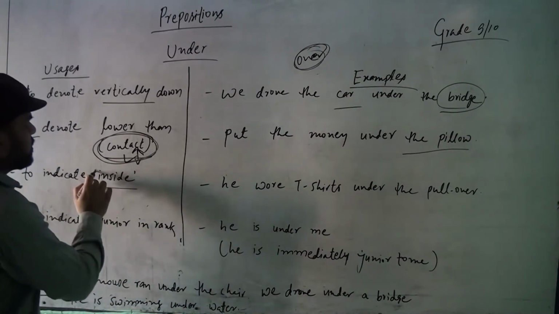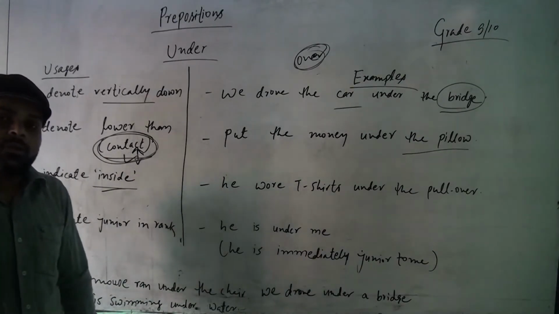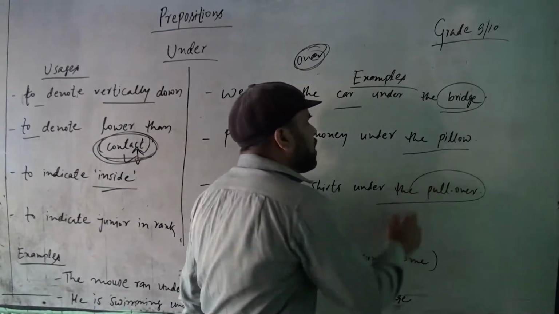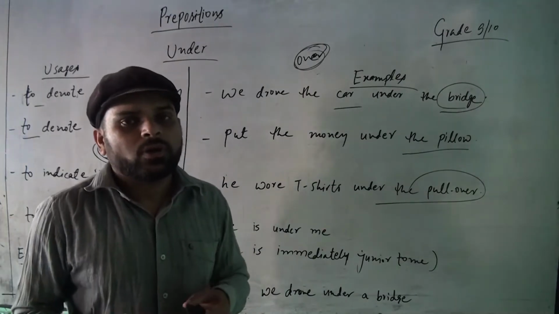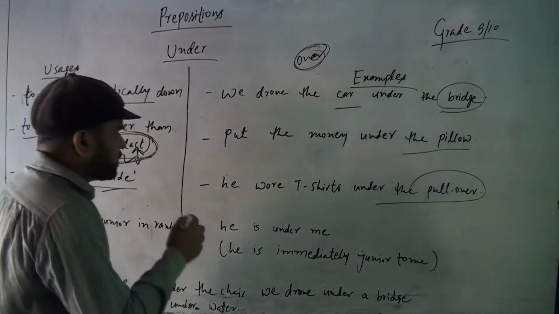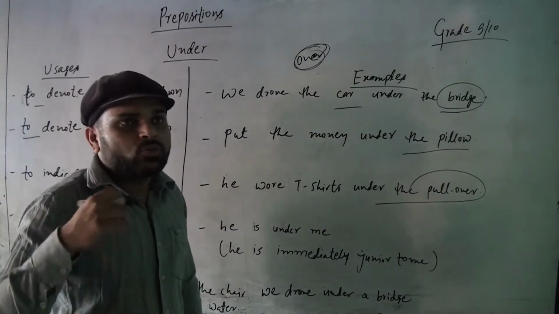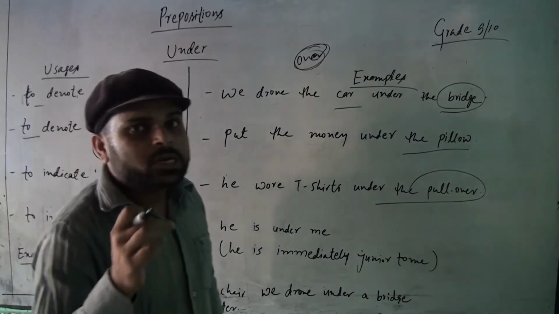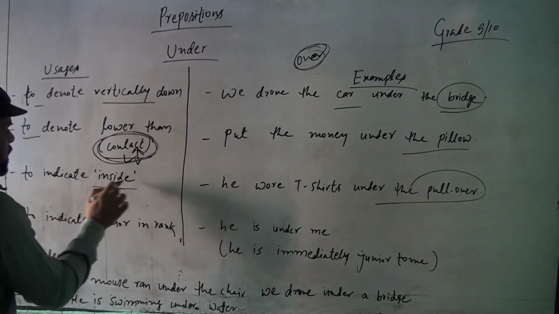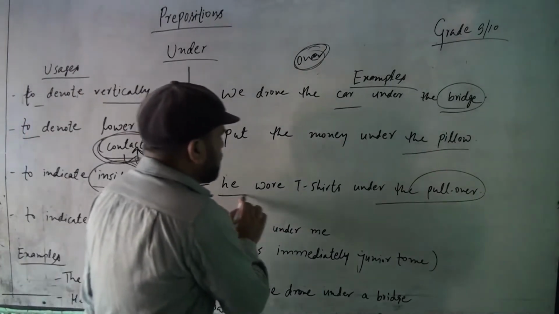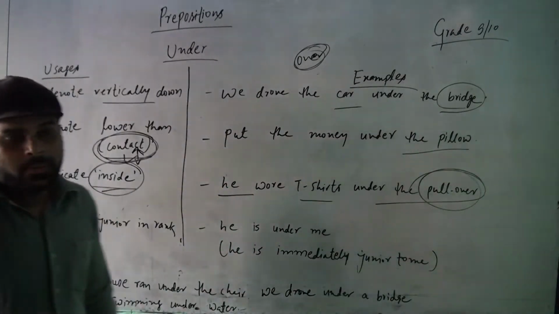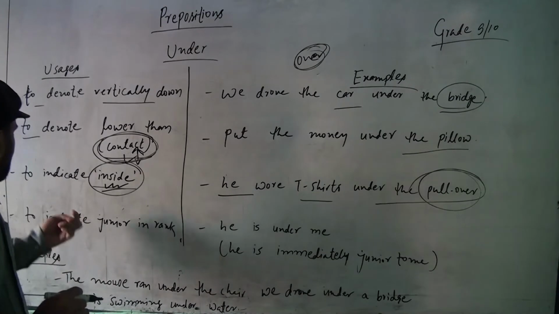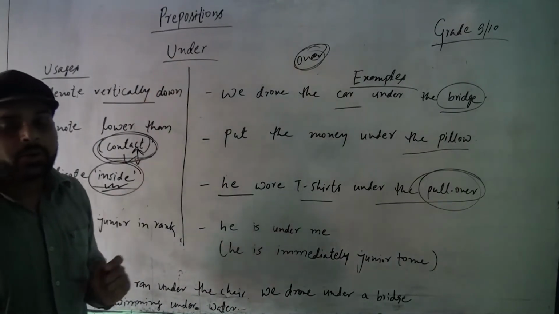Next, to indicate inside. The word inside has been put under the quote. To indicate inside. He wore t-shirts under the pullover. Pullover is something like a jacket. So he wore something inside. You wear vests or anything, undergarments under your outer clothes. So that is also the use. To indicate inside. He wore t-shirts under the pullover. In such a situation, we use the preposition under.